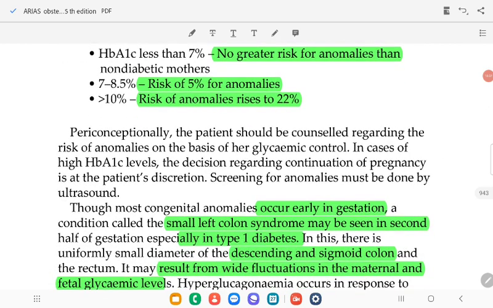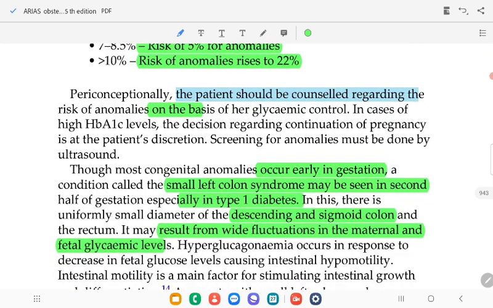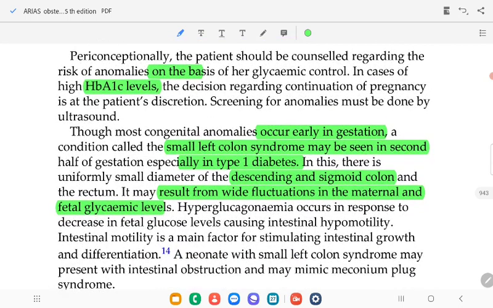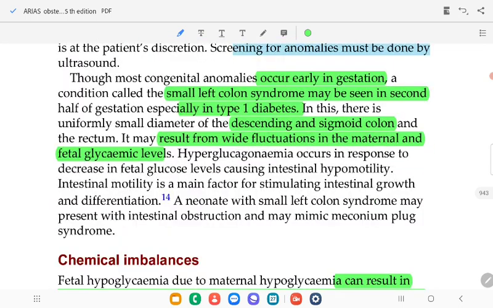How do you counsel the patient preconceptually? The patient should be counseled regarding the risk of anomalies. Remember, the patient should be counseled about the risk of anomaly on the basis of hyperglycemic control. In case of a high HbA1c level, the decision regarding continuation of pregnancy should be discussed, and screening for anomaly must be done by ultrasound. Most congenital anomalies occur early in gestation.